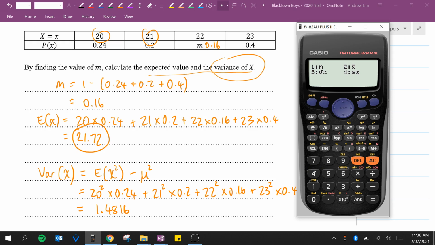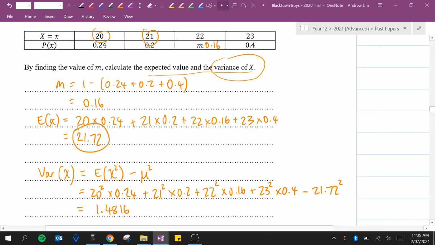So the expected value, that's the mean, which is number 2. So 2 equals, there you go, 21.72. I did it correctly. To get variance, what we need to do is hit number 3 for standard deviation. And then we need to square it because variance is standard deviation squared. So when we square that, we get 1.4816. Good, we did it correctly.